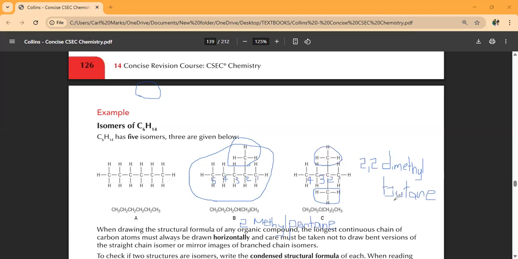I'll give you practice to do tonight. I'm going to send you the questions in the group. Do you understand so far the naming of the compounds?